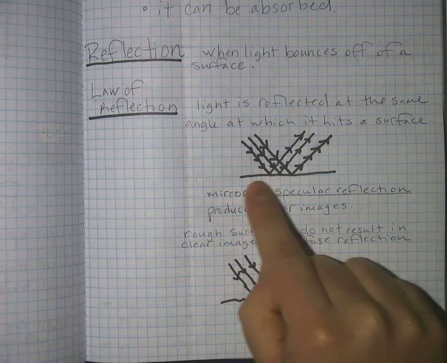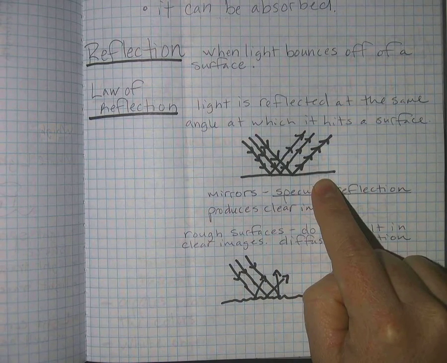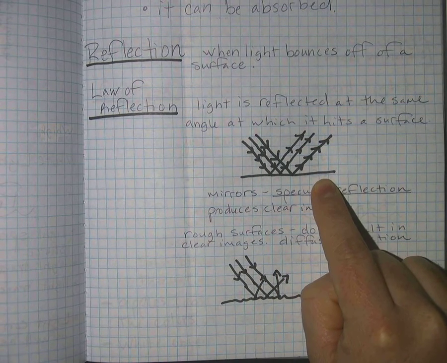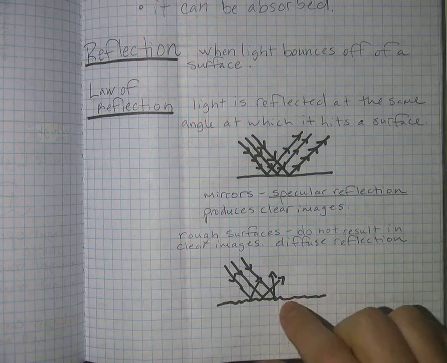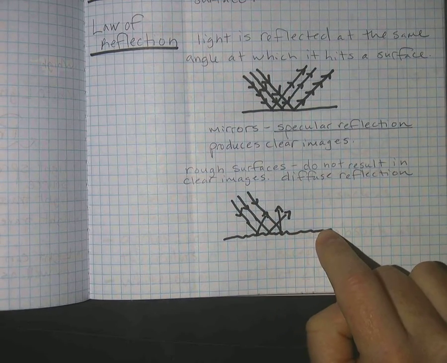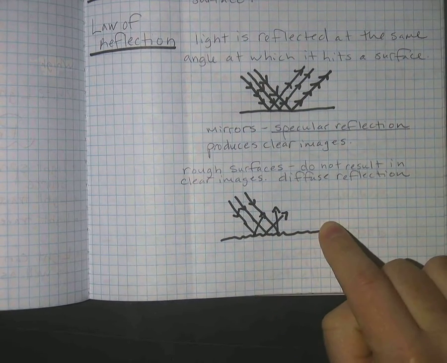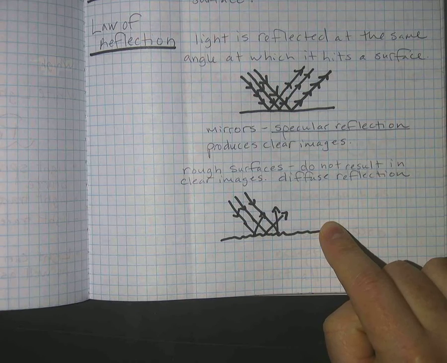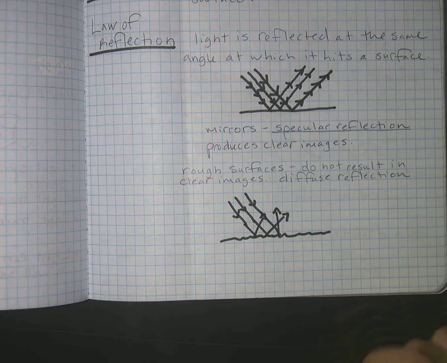When the surface is smooth, you have what's called specular reflection, and that produces clear images like a mirror. But when a surface is not smooth, when it's bumpy, the reflected angles go everywhere, and you don't get a clear image, and this is called diffuse reflection.